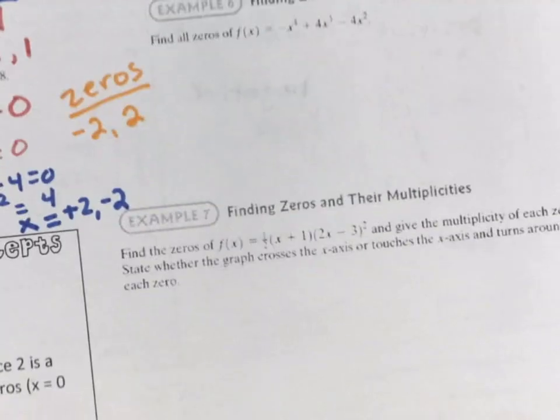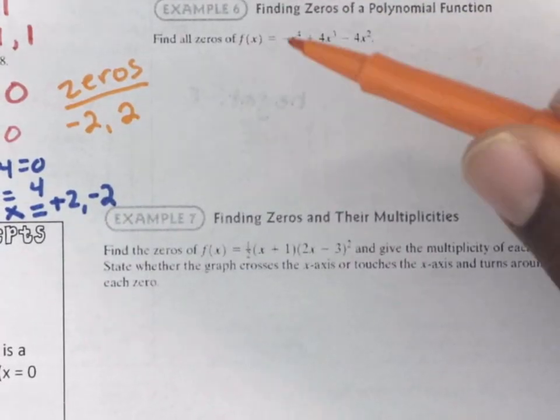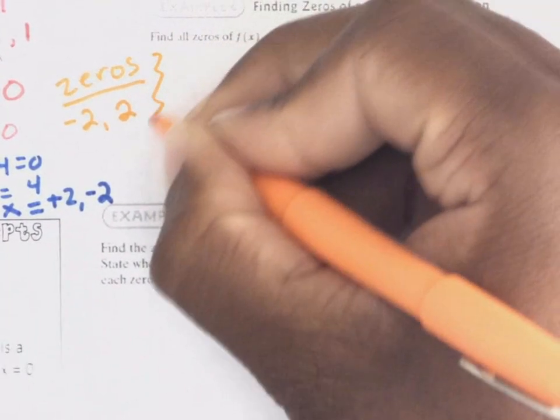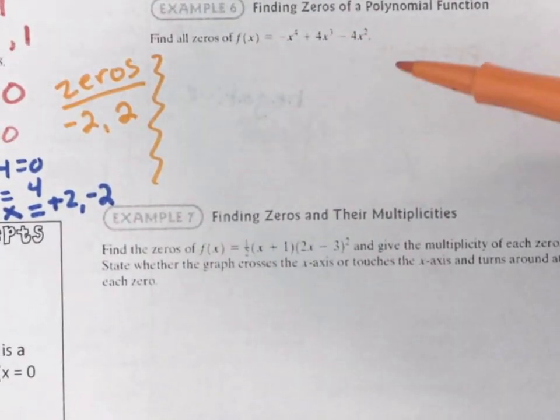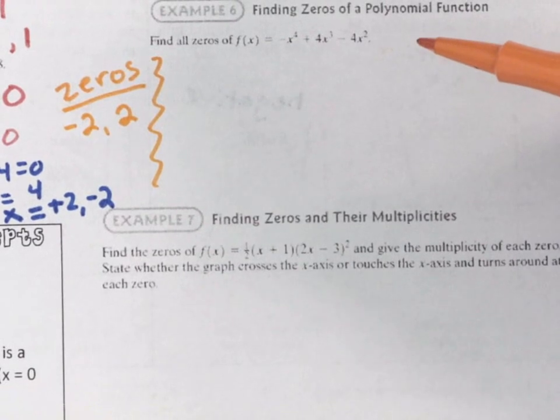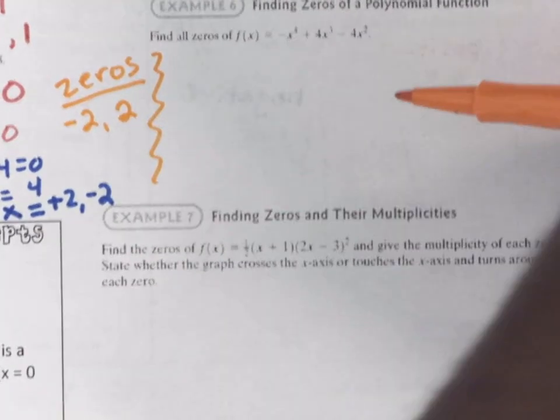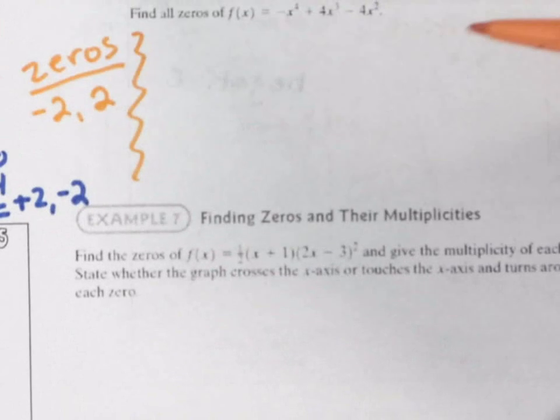All right, one last one. All right, how are we starting this one? Any ideas? How many terms? Okay.